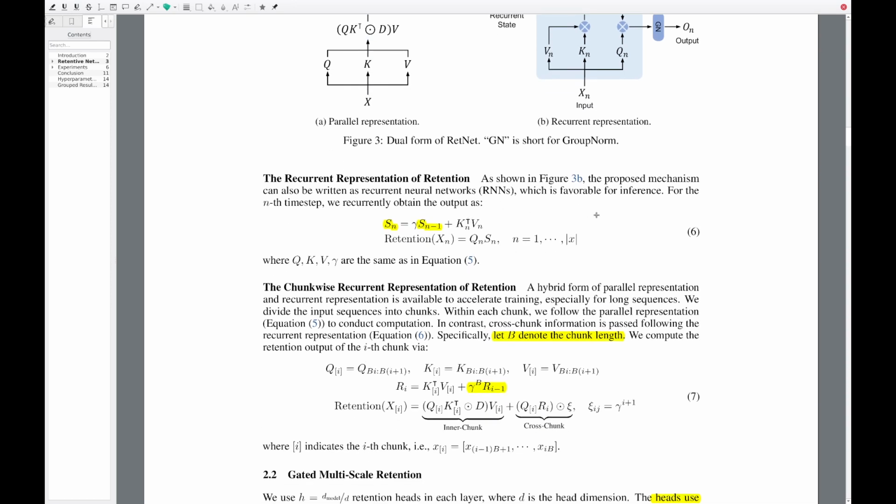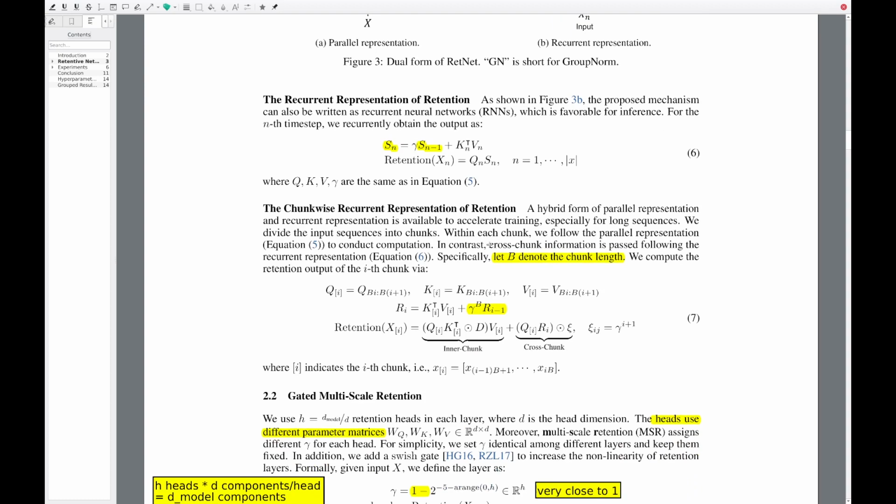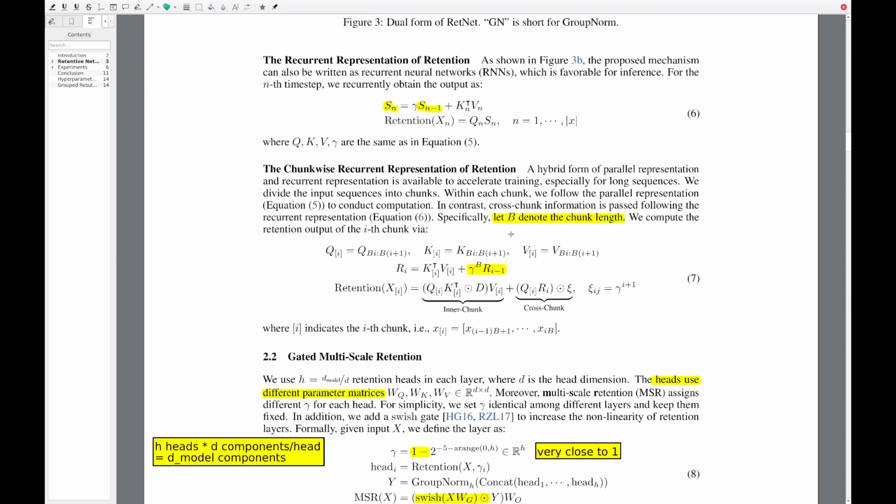Here they go back to a more simplified recurrent representation. So you can see the current states are determined by the previous states, which is a recurrence. And they have a very similar thing as before. They have a linear projection of the states. But they also have this third mode that they used to accelerate training.